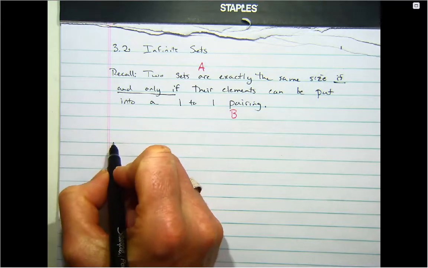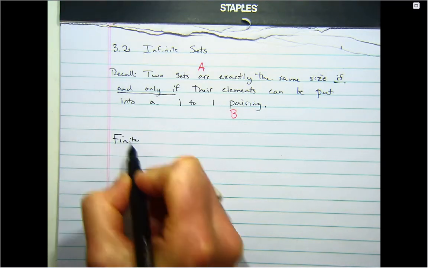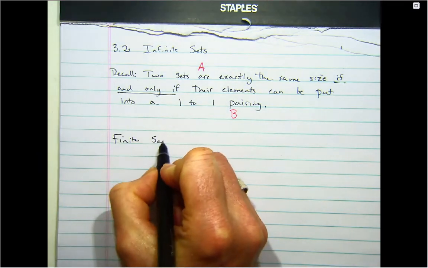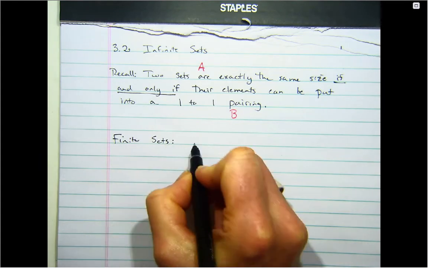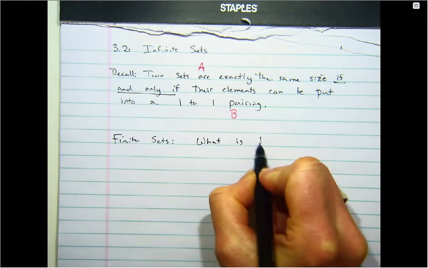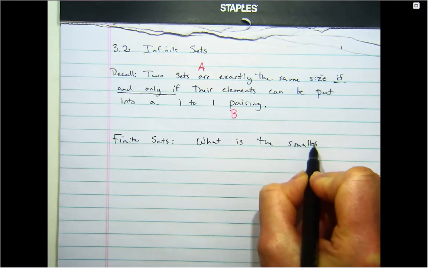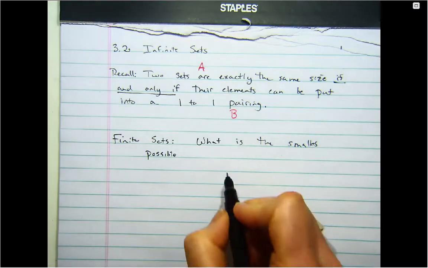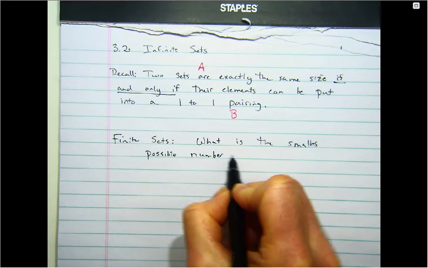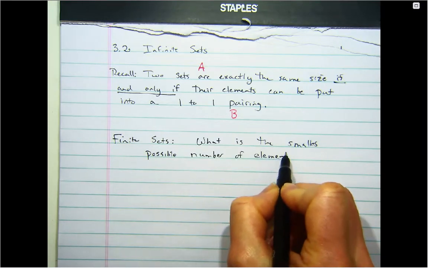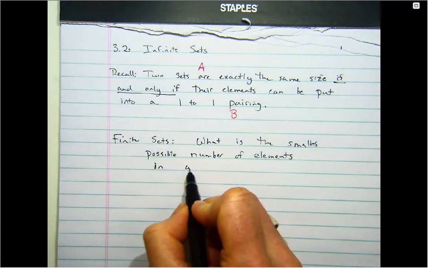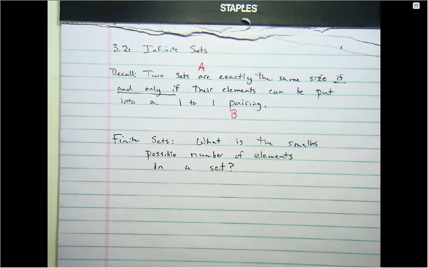Well, we start small, always. We want a good understanding of finite before we move on to infinite. So let's take a look at finite sets. What is the smallest possible number of elements in a set? What is the smallest possible number of elements in a set?